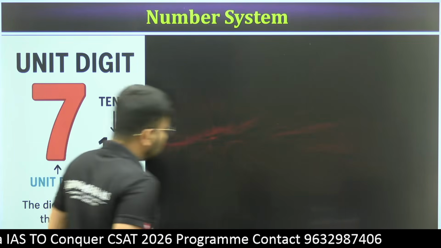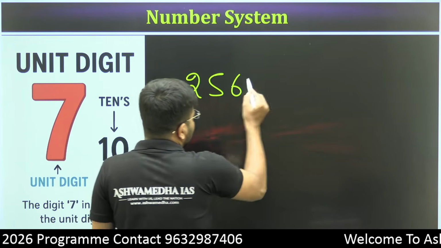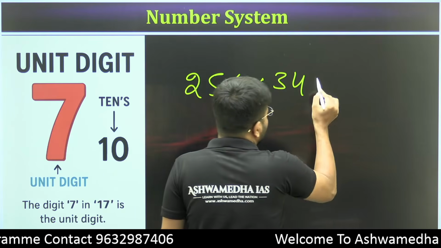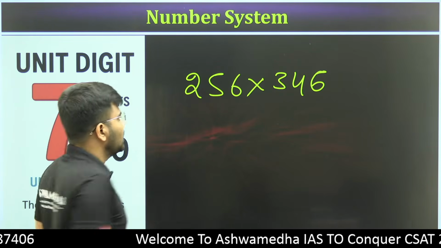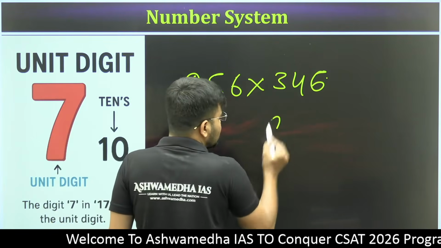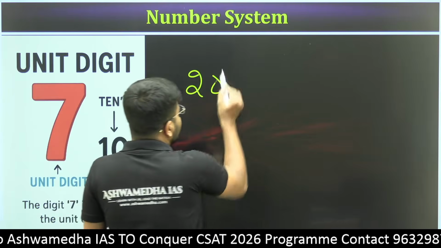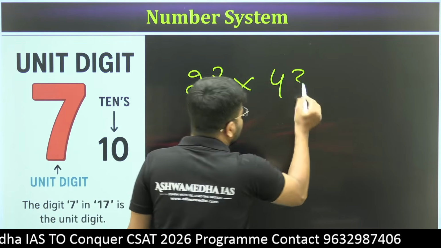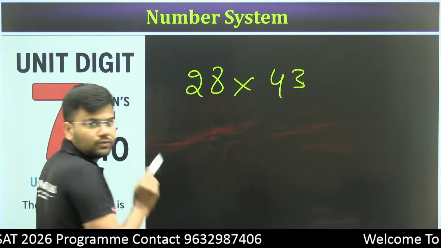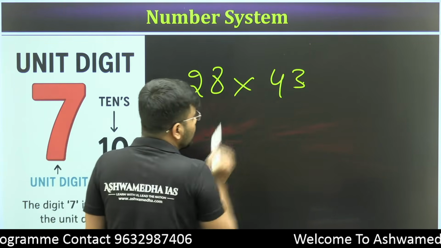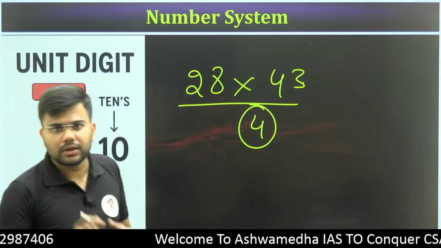One more example. 256 into 346. 6 sixes are 36. 6 is the unit digit. One more. 28 into 43. What are you supposed to do? Multiply the digits in the unit place of those two numbers. That is, 8 threes are what? 24. So what is the unit digit? 4 would be the unit digit.